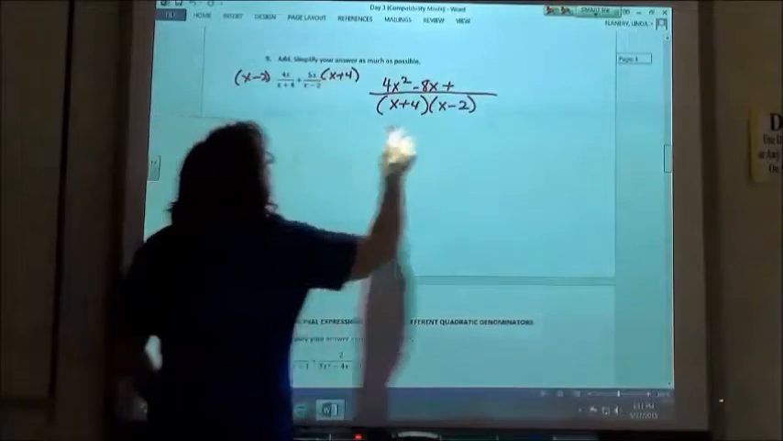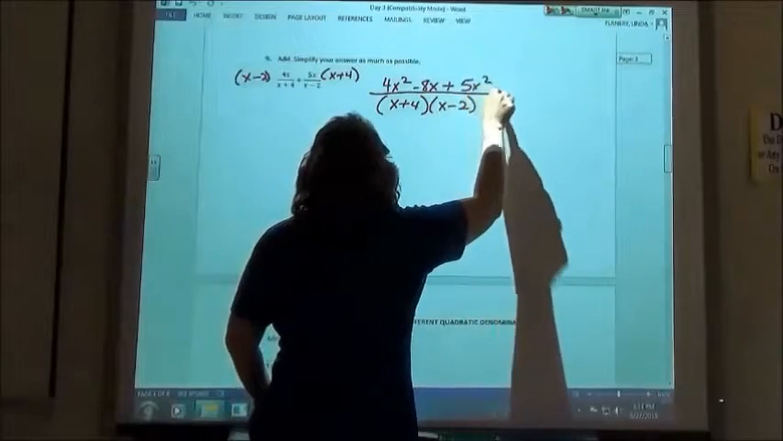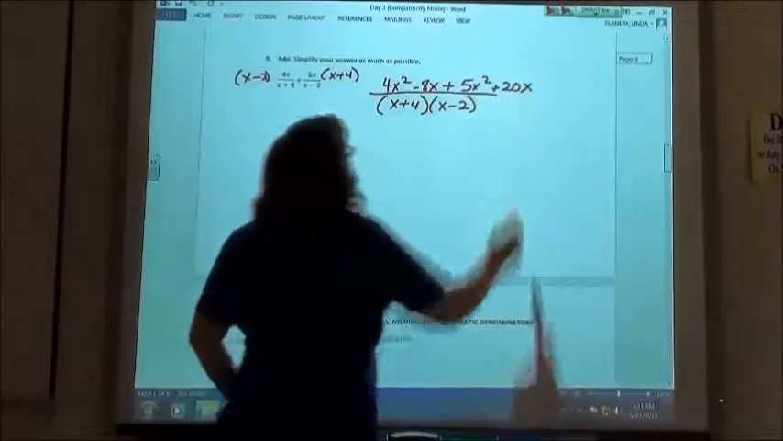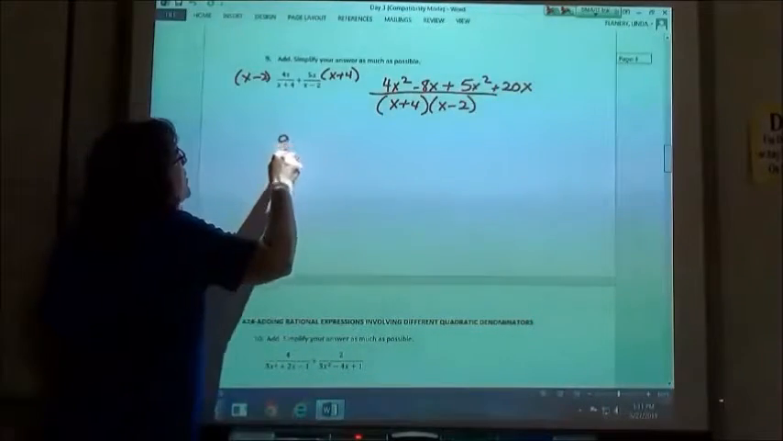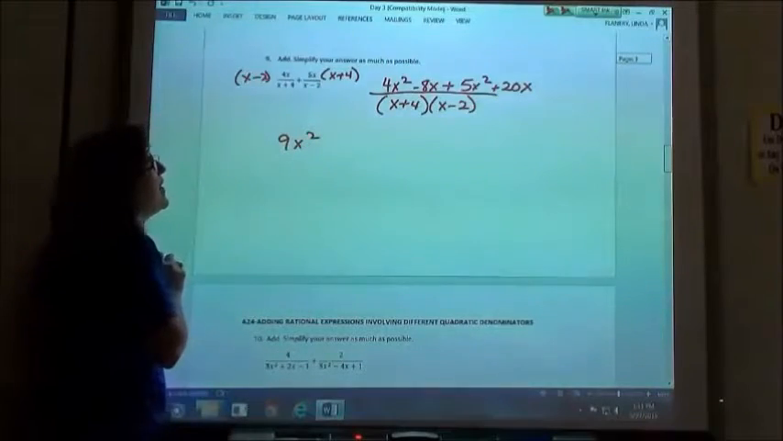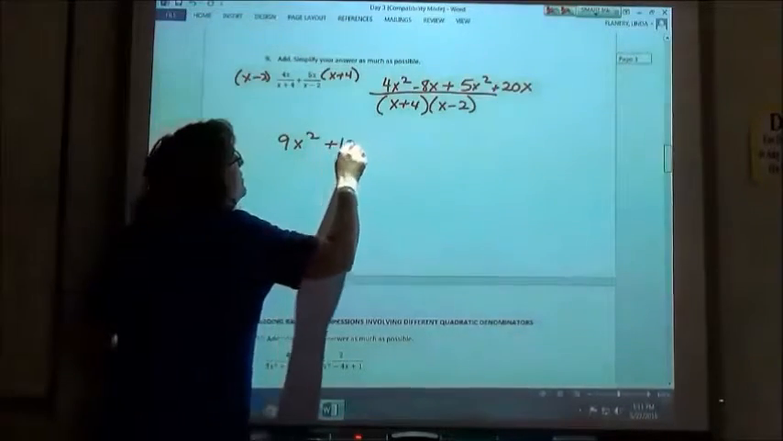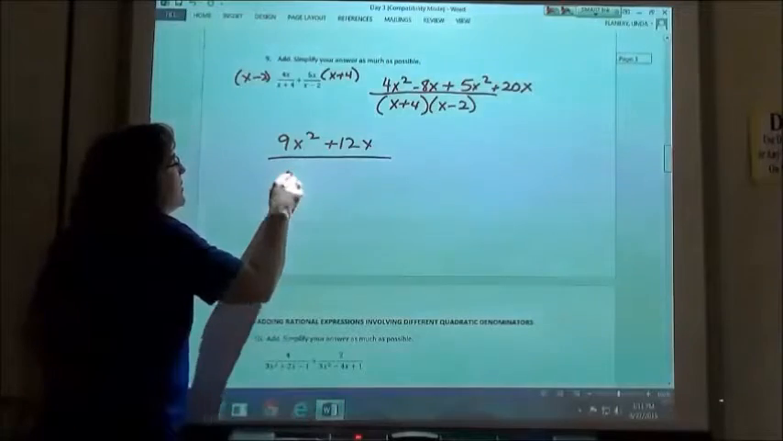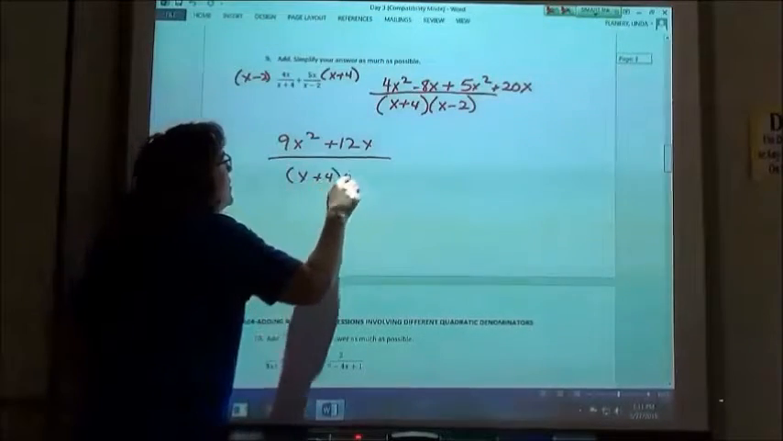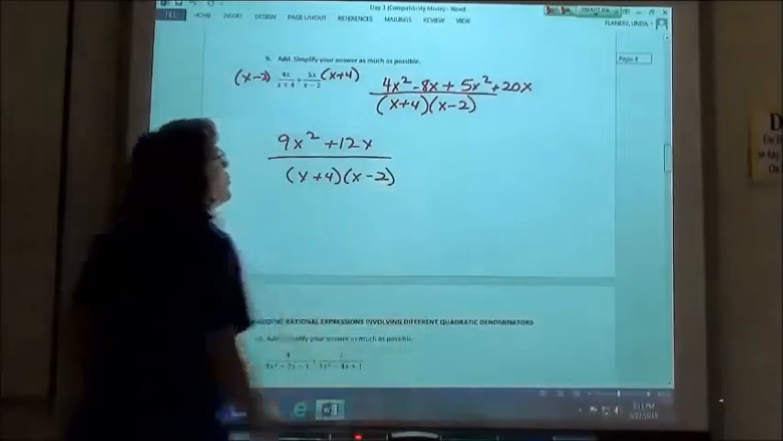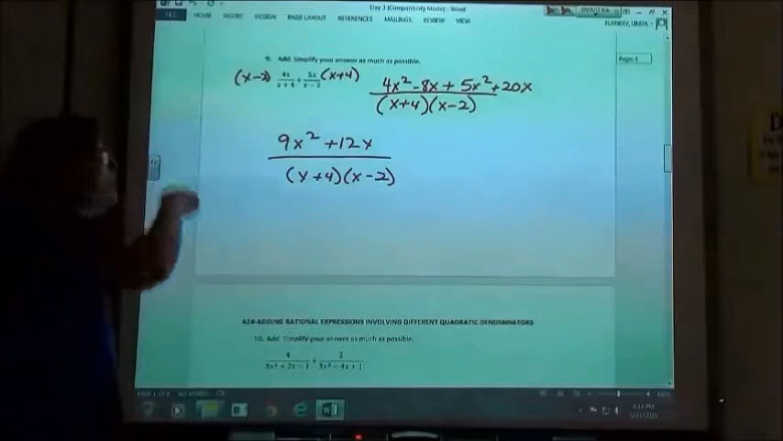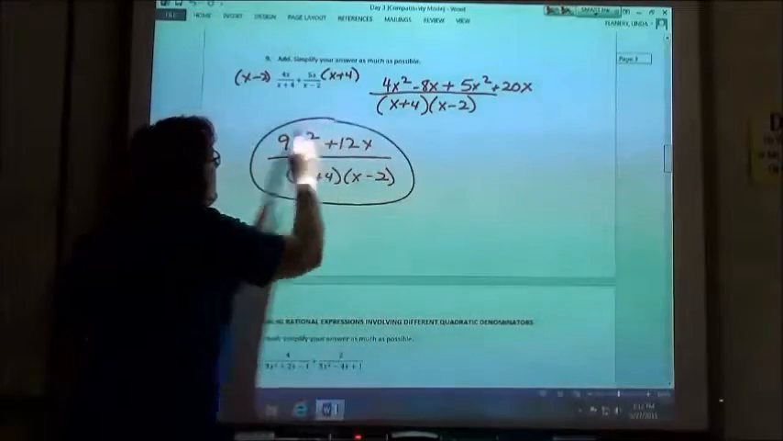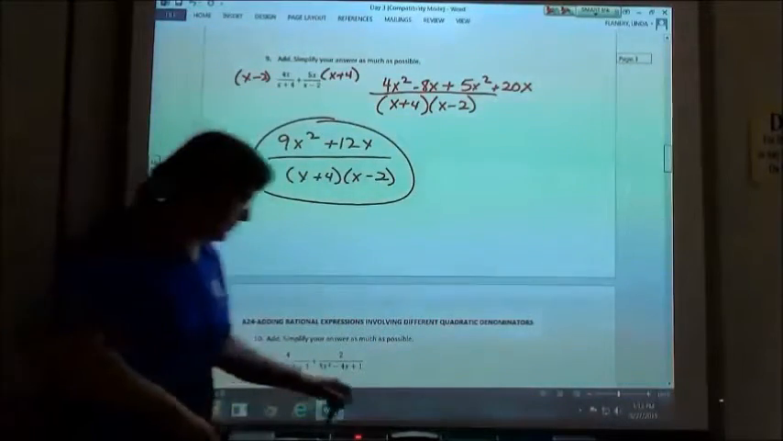So I'm going to have a 5x squared plus a 20x. So combining my like terms, 5x squared plus 4x squared, 9x squared. Negative 8x plus 20 would be positive 12x. And then I'm going to have my x plus 4 times my x minus 2. So when my denominators aren't in common, then I just have to use them both and then just multiply by the opposite ones. And there's my answer.